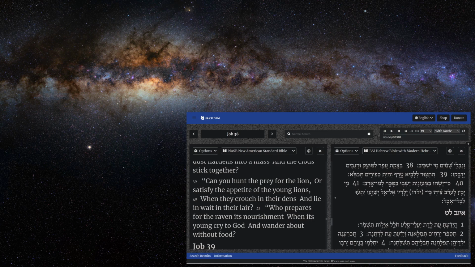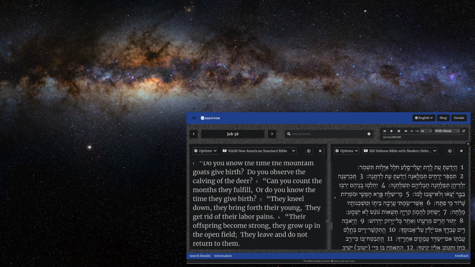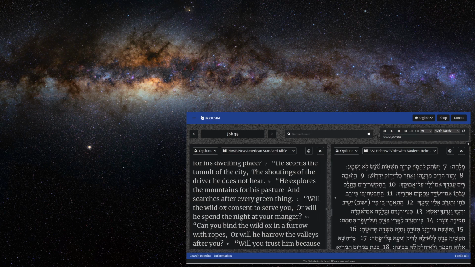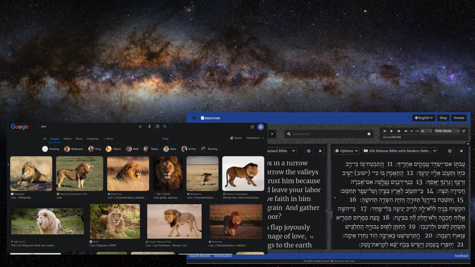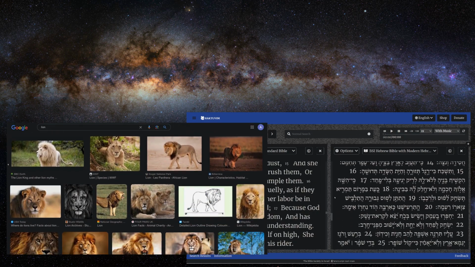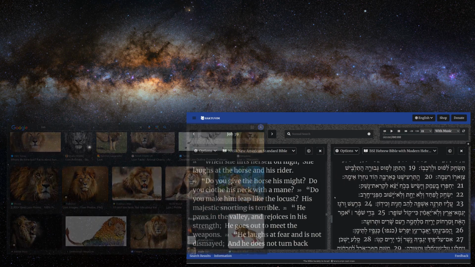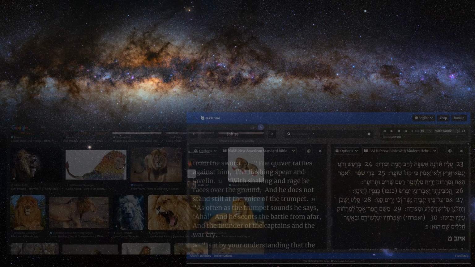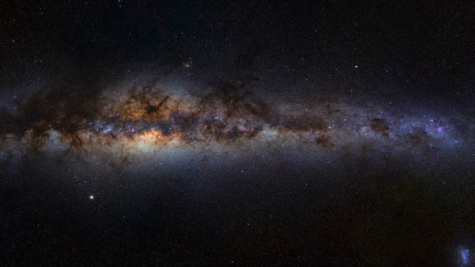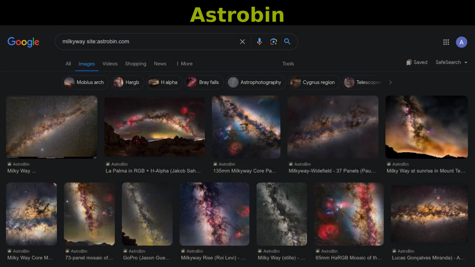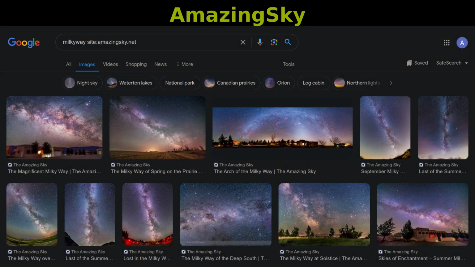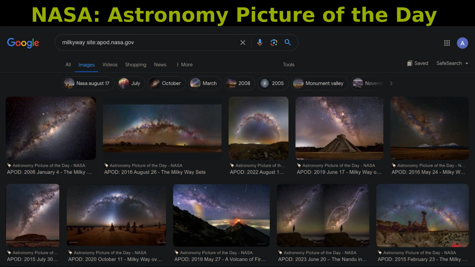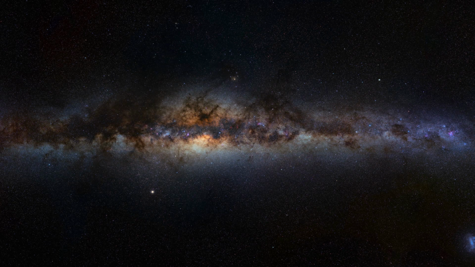Next, read the description of the animals found in Job chapters 38 to 41. It is useful to also do a second Google image search for the animal that is being described in the narrative. There are also several great websites where photographers share their photos of the night sky: Astrobin, Amazing Sky. This process took a while to finish because I thoroughly enjoyed tracing over the shape when I found it.